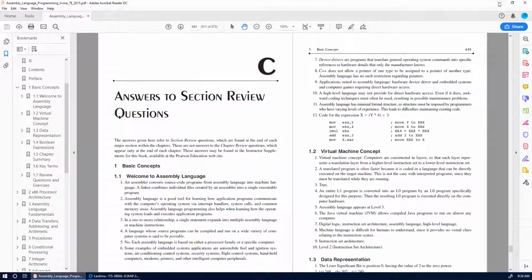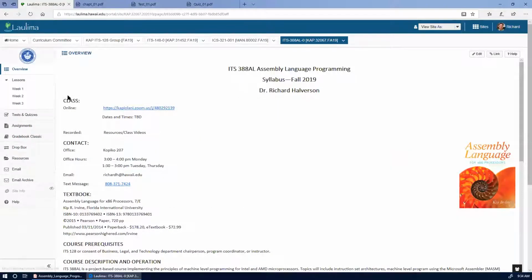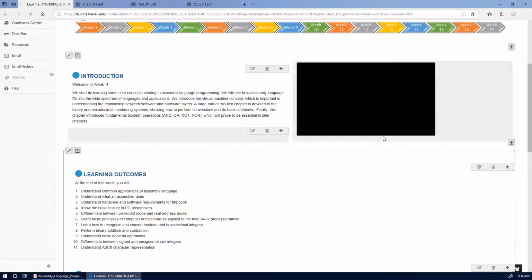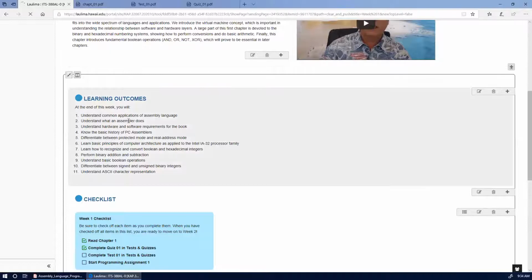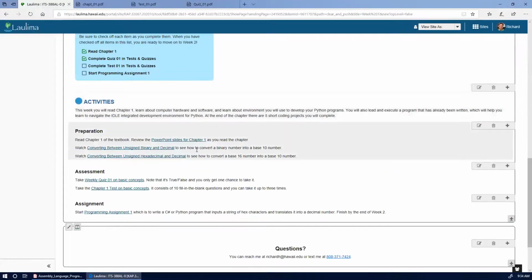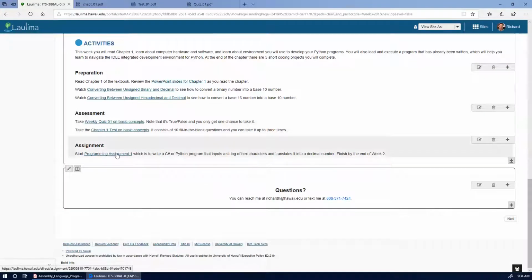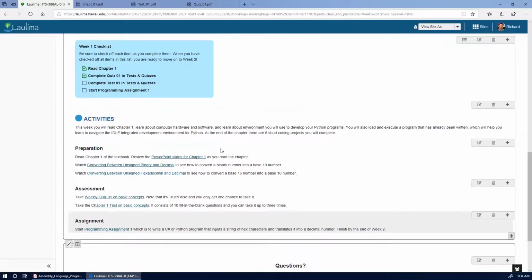If we go back to Laulima and look at week 1, here I've indicated some learning outcomes, and these pretty much come from the textbook. There are 2 assessments. There's going to be a quiz every week, a simple true-false, multiple choice quiz. And then another simple 10-question test, but this one's fill in the blanks, so it's slightly harder, I guess. And then there is a programming assignment, which is pretty straightforward.